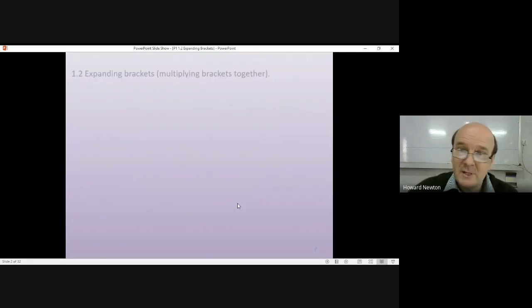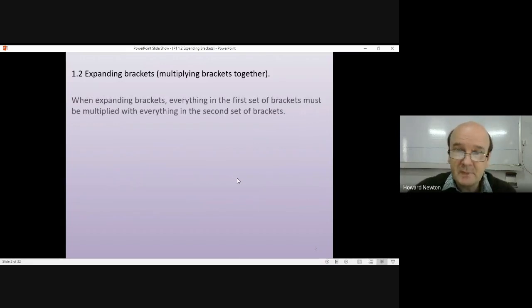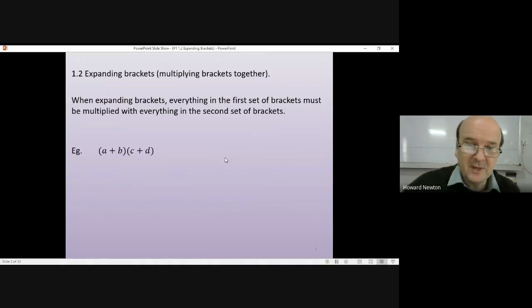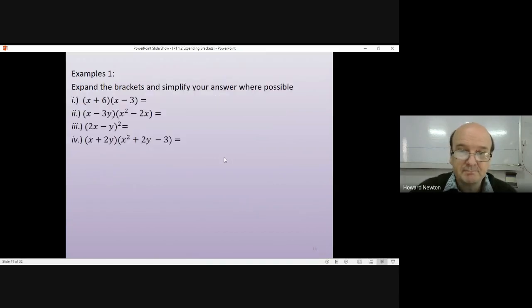Expanding brackets really just means multiplying brackets together, or multiplying brackets by something that is outside of them. There is only one rule. If you are multiplying brackets together, everything in the first set of brackets must be multiplied with everything in the second set of brackets. And you go through them one thing at a time. So for example, if you had a plus b times c plus d, you have to do the a times by the c to give you ac, the a times by the d, the b times by the c, and the b times by the d.